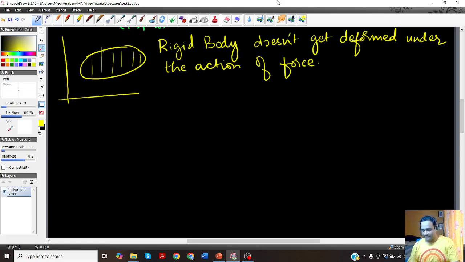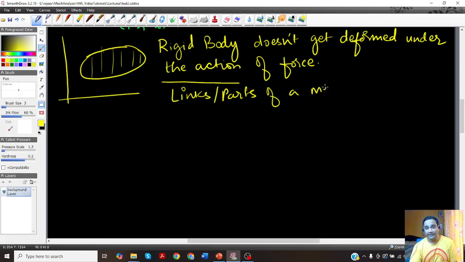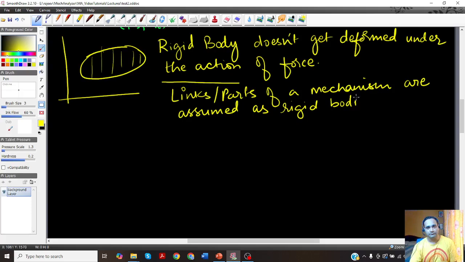So obviously in mechanisms we assume most of the links or parts of a mechanism, what is a mechanism I'll define later, but for now, are assumed as rigid bodies. So it's an assumption. Obviously when you put force there is always some minute deformation. We'll ignore that for now.